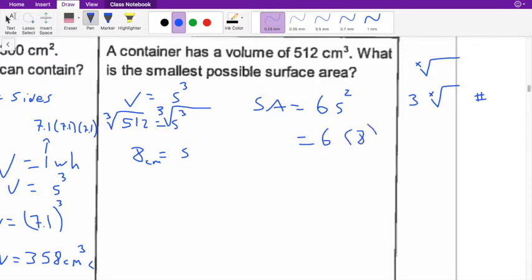So we're going to go 8 squared. So we're going to do that first. It's going to be 6 times 64, which equals 384 centimeters squared. There we go.